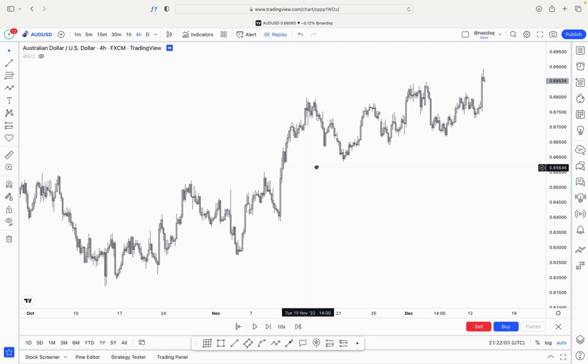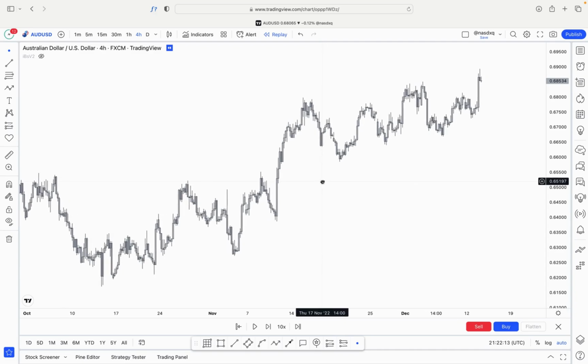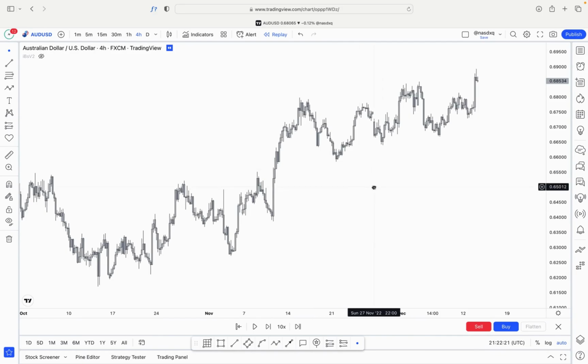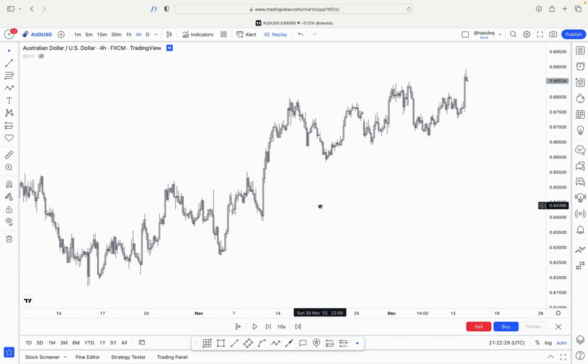So we've got Aussie dollar in front of us, and all I'm going to do is just give you guys an idea of what I think is going to happen with Aussie dollar in the coming weeks. As you can see, we're on the 4-hour time frame here, and we're just going to map out what potentially could happen. Multiple scenarios basically, and we'll see which one plays out the best.